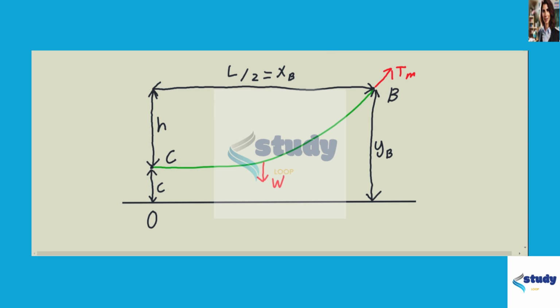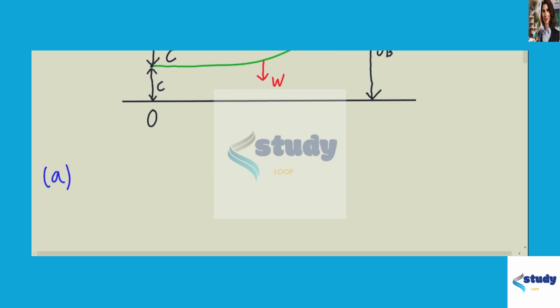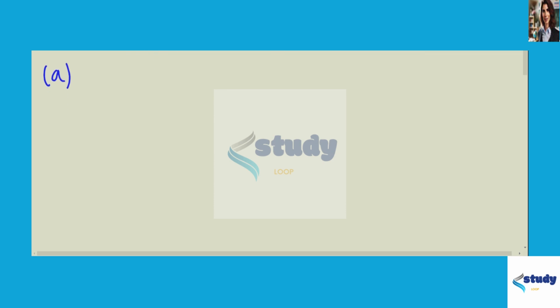So I'm going to start by writing out the equation for the length y of b. And we know that that's going to be equal to the length c times the hyperbolic cosine of L over 2 divided by c.